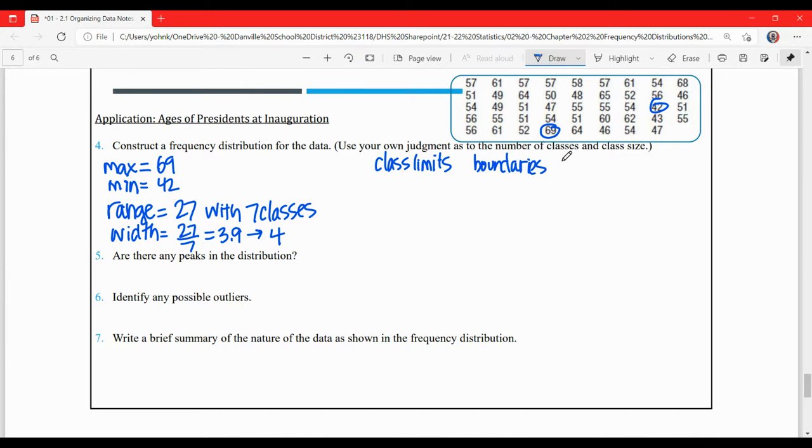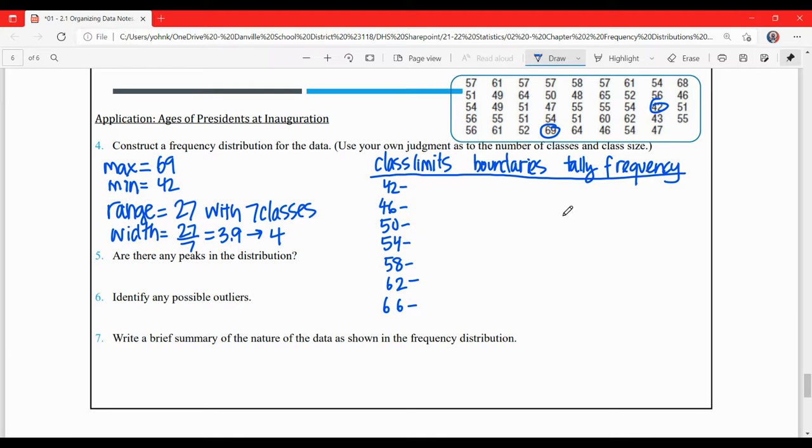If we do tally and frequency, okay, so our smallest number is 42, so we can start with that as our first class lower limit. And then we take the width, which is 4, and we go up 4, so that's 46, 50, 54, 58, 62, 66. So I should have 7 classes, class width of 4.